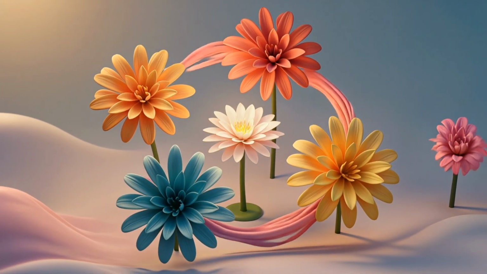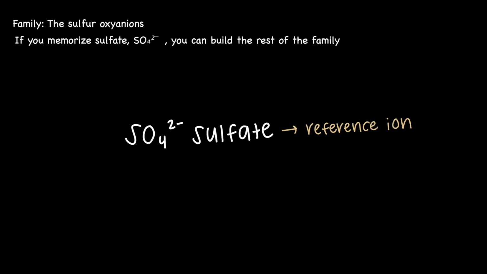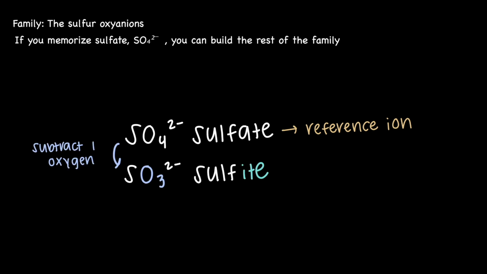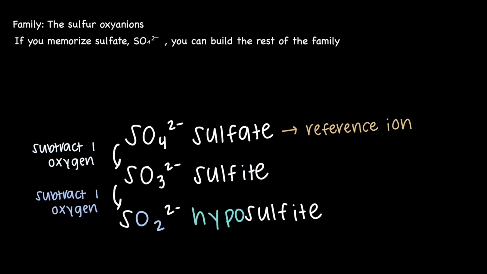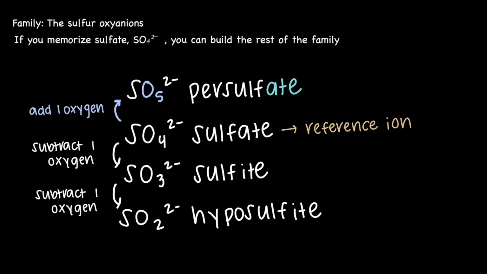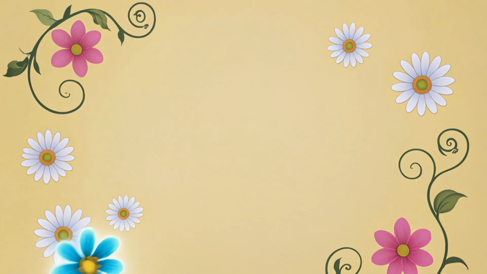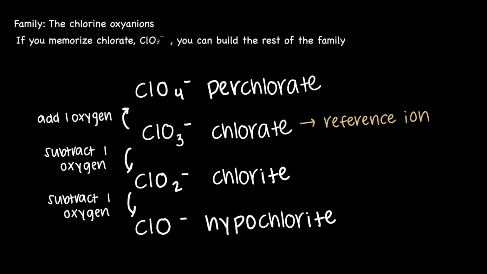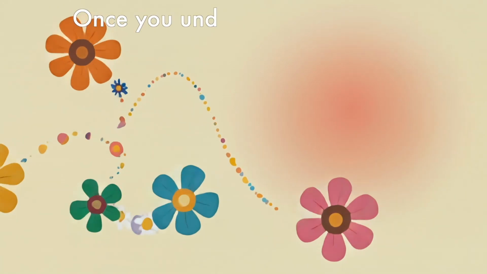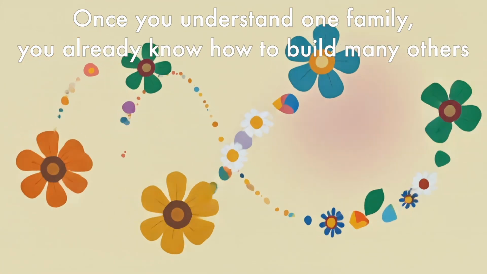Now let's use the exact same idea for sulfur. If you memorize sulfate, the rest of the sulfur family becomes much easier. Sulfate is SO4 2-. Remove one oxygen, the ending changes to sulfite, SO3 2-. Remove another oxygen. Hypo means one fewer oxygen than the ite ion. Hyposulfite would be SO2 2-. Add one oxygen to sulfate. Persulfate would become SO5 2-. Notice that we never changed the charge. We only counted oxygen atoms. The exact same pattern works for phosphate, chlorate, bromate, and iodate. Once you understand one family, you already know how to build many others.